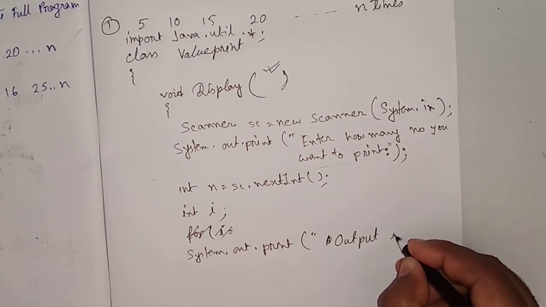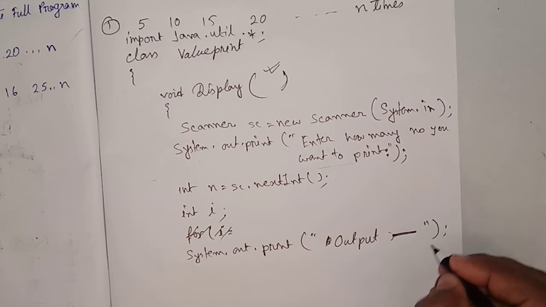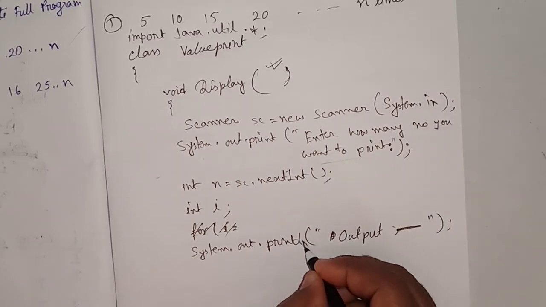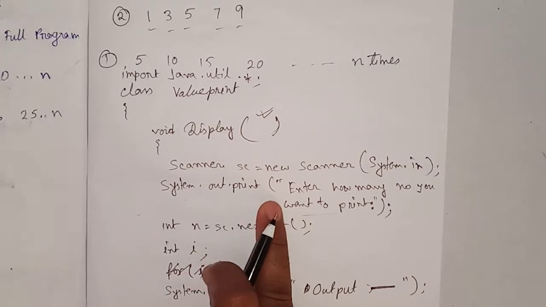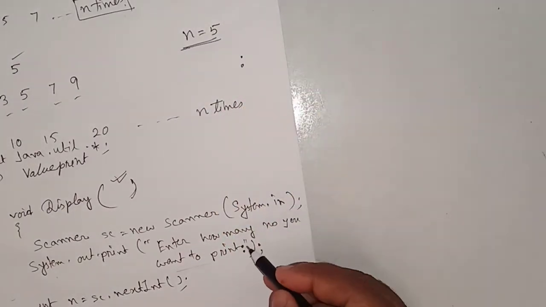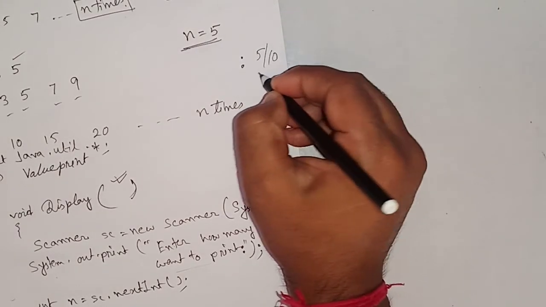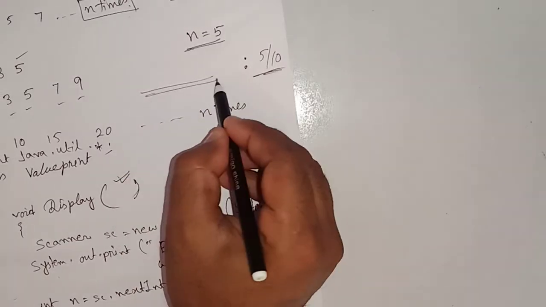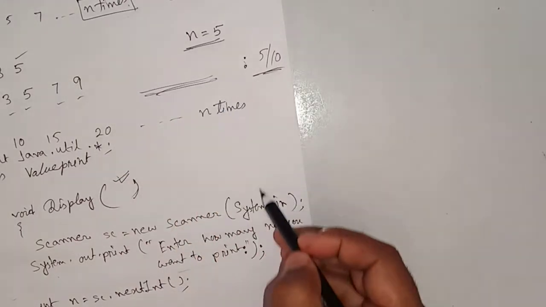Output, give a hyphen. Here I'm using println, because if it is not println, you get this message and beside this message you can see a colon. Due to this, you put the value over here, suppose 5 times or 10 times. Okay, after this entire message, you just get the colon.